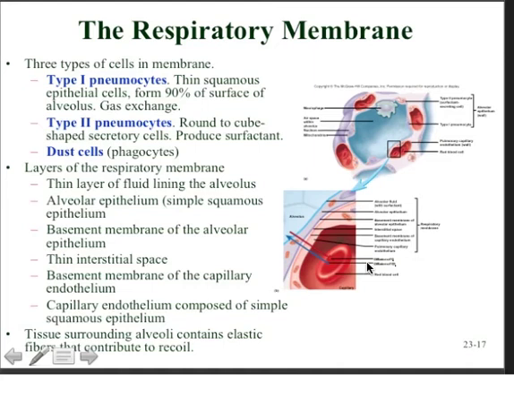Other things that will interfere with gas exchange include the scarring of the lungs, which can occur as a result of exposure to particulates. Scar tissue, of course, is thicker than epithelial tissue, and the result, of course, is an impedance of gas exchange.